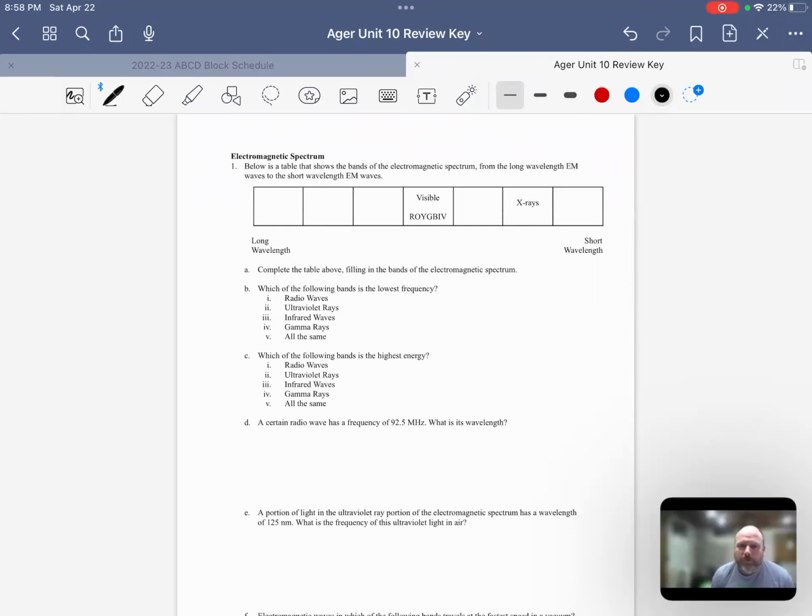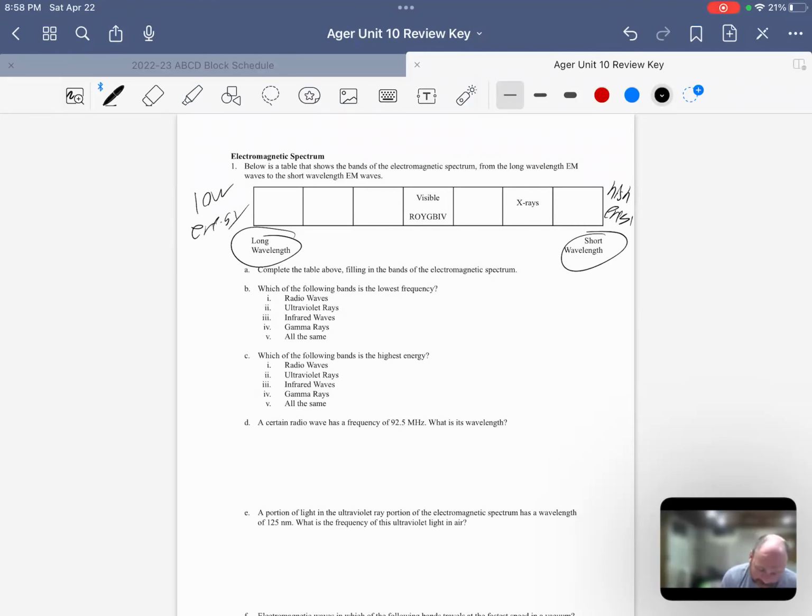All right, question one. Electromagnetic spectrum here. So we want to be able to fill in and know all the different things. First is we're going from long wavelength to short wavelength. We're also going to go from low energy to high energy. All right, and then low frequency to high frequency. Frequency and energy go together.